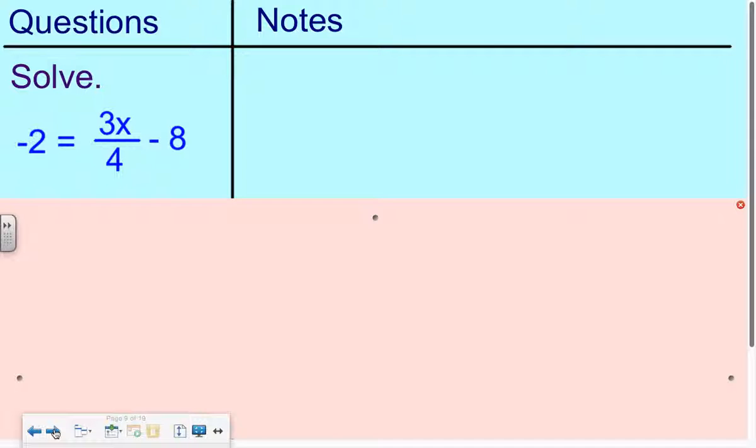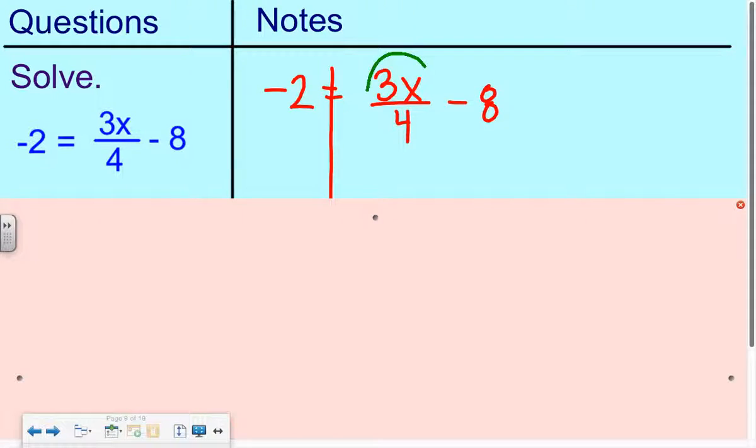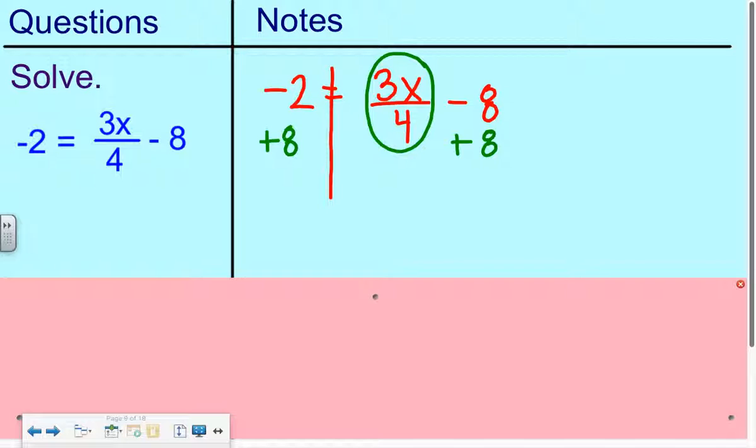All right, negative 2 equals 3x over 4 minus 8. So this time I'm going to end up circling the entire fraction, even with the 3 up there, because I want to circle the variable and then the number with it, which is the 3/4. So I'll get rid of the minus 8 first by adding 8 on both sides. So 8 and negative 2 makes 6.